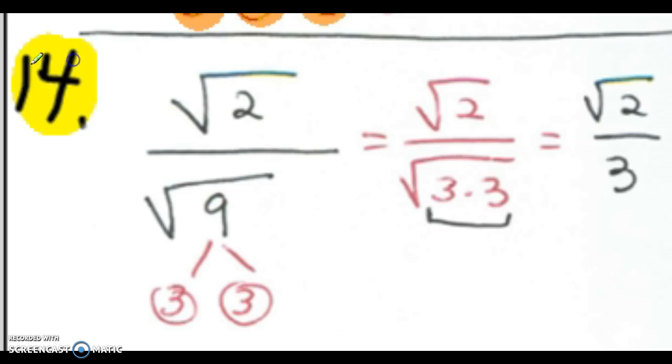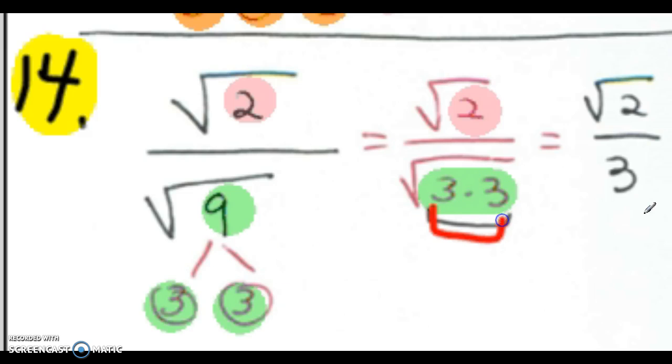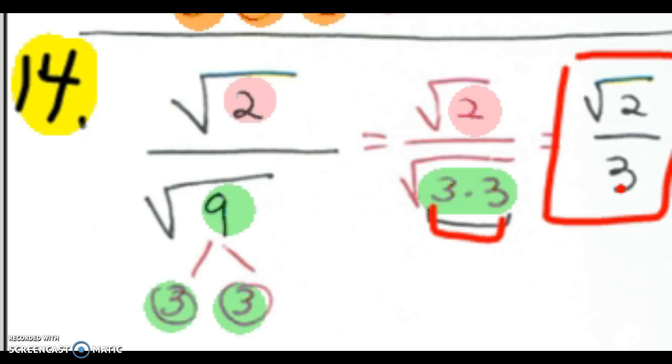In problem number 14, I have the square root of 2, which does not reduce, so it stays the square root of 2, over the square root of 9, which reduces to 3 times 3. So I have a set of 3's that come out. That's where this 3 came from. And nothing else reduces. That's my answer.